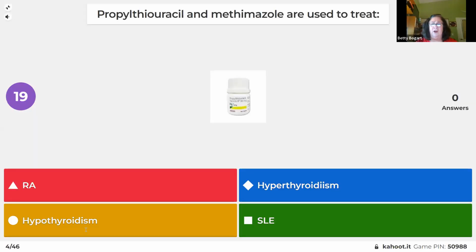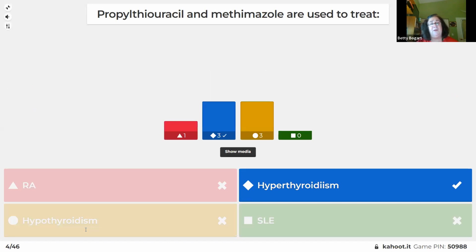Propylthiouracil and methimazole are used to treat what? These are 2 medications that are given for thyroid disease. We know thyroid disease is either hypothyroidism or hyperthyroidism. The common one for hypothyroidism is your Synthroid or levothyroxine. The common ones for hyperthyroidism are PTU, which is the other name, and methimazole. And that's what we use unless we need to ablate or get rid of that thyroid. Thyroid is very important, and we need it for growth. We need it for cognition as young children.